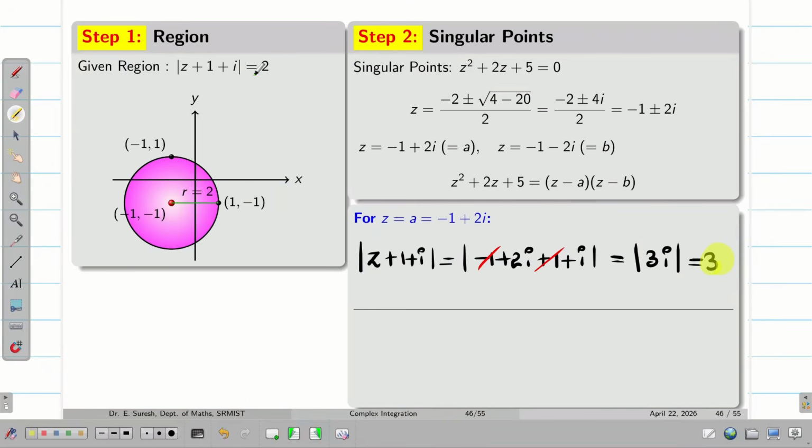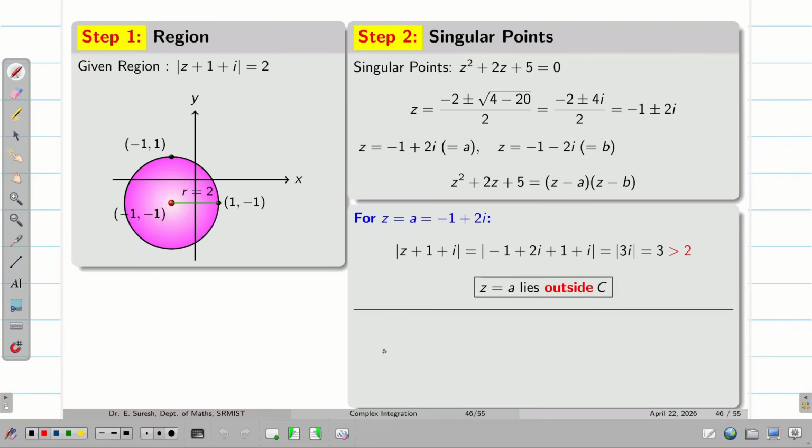Next we have to compare the calculated value with the right hand side of the given region. It is very obvious 3 is greater than 2. Therefore we say z equal to a, that is minus 1 plus 2i, is the singular point that lies outside C. Next we have to deal with z equal to b, that is minus 1 minus 2i. We have to substitute this in the left hand side of the given region. Modulus of z plus 1 plus i, substituting the singular point, we get minus 1 minus 2i plus 1 plus i.